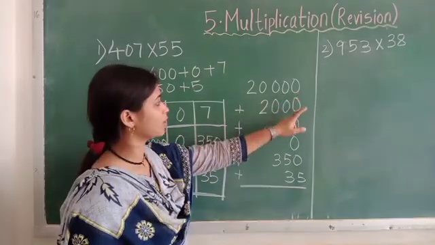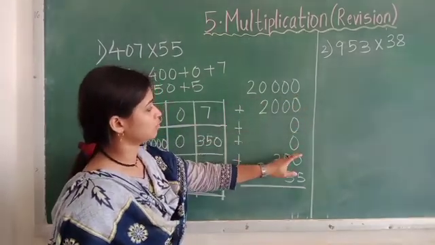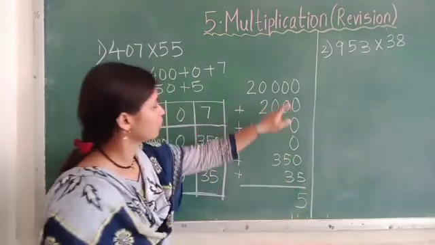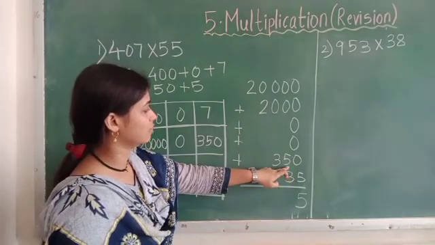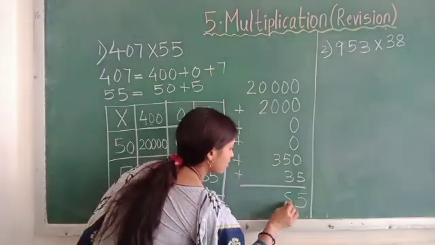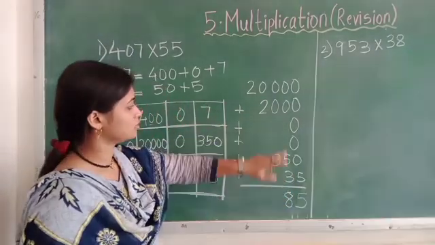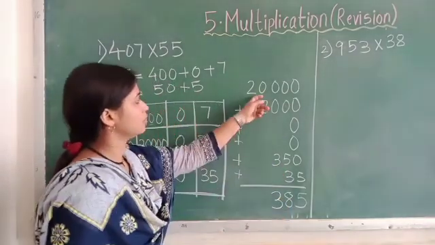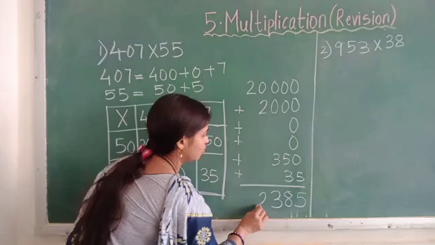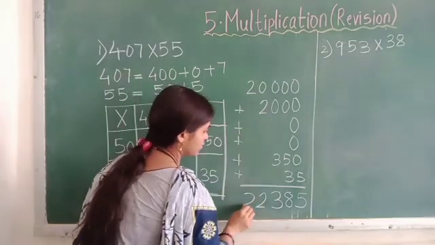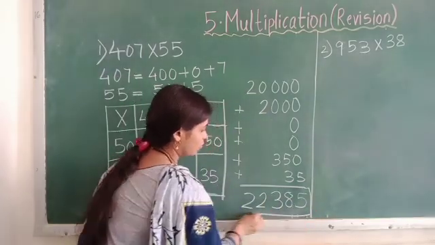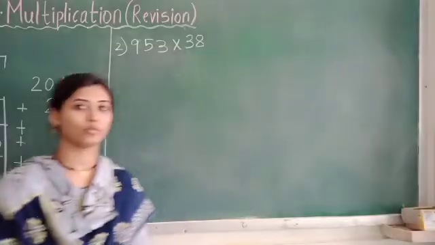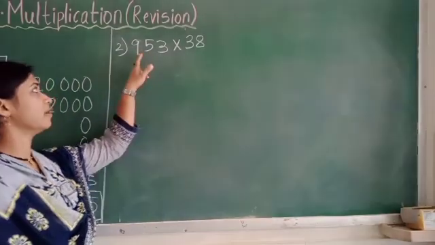Let us see from the unit place. 0 plus 0 is 0. 0 plus 5 is how much? 5. 0 plus 0 is 0, 0 plus 5 is 5, 5 plus 3 is 8. 0 plus 0 is 0, 0 plus 3 is how much? 3. 0 plus 2 is how much? 2, and this 2 will come down as it is. So, what is our answer? 22,385. Let us see the next sum.